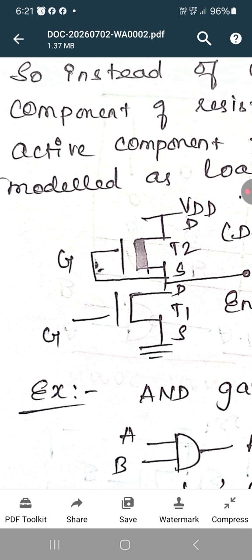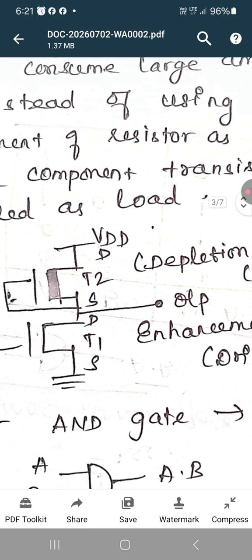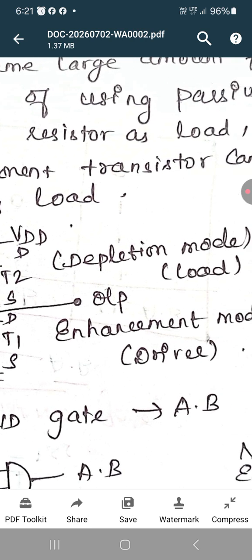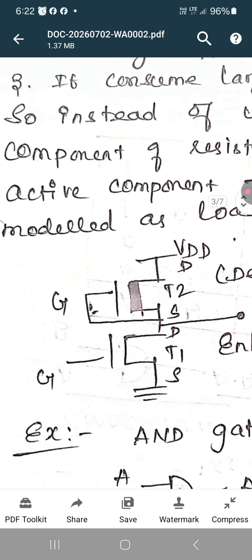Here, the depletion mode acts as a load and the enhancement mode acts as a driver. The depletion mode will always be in the on state. We need not provide any supply, it will always be on, because the gate is fed back to the drain region. So it is always connected as a feedback terminal, and we never need to provide any supply. Here it represents the gate voltage is 1, right?